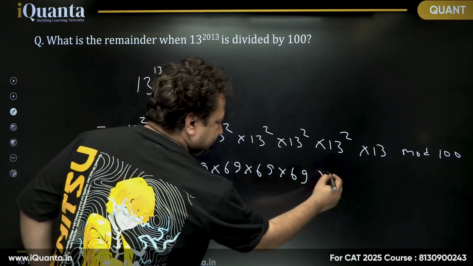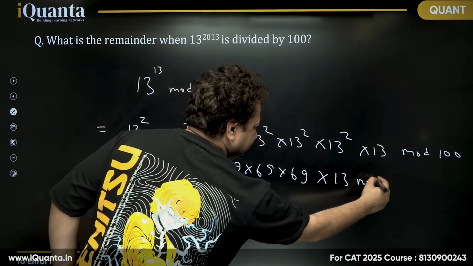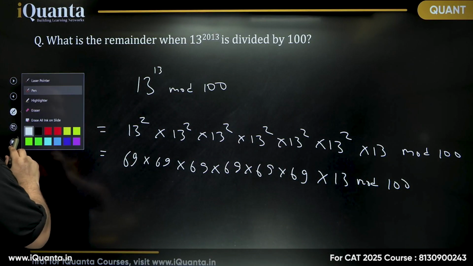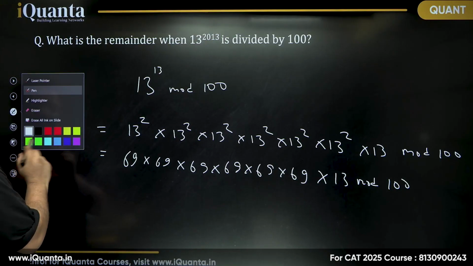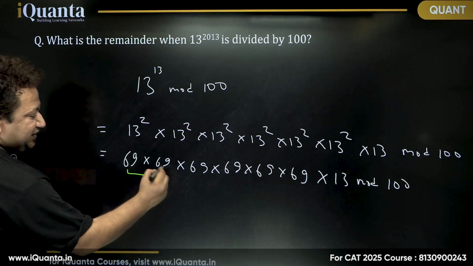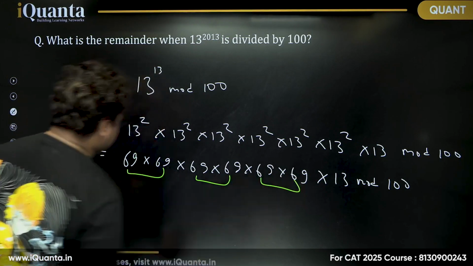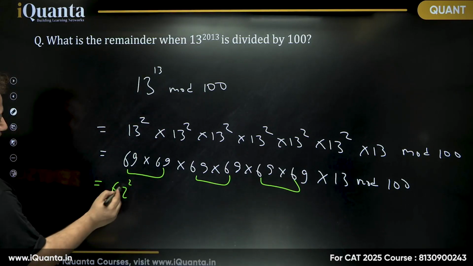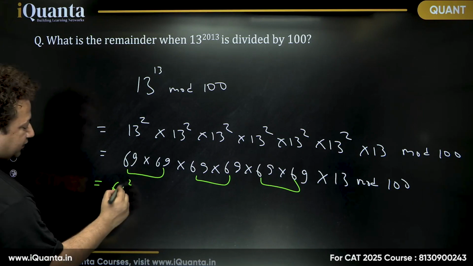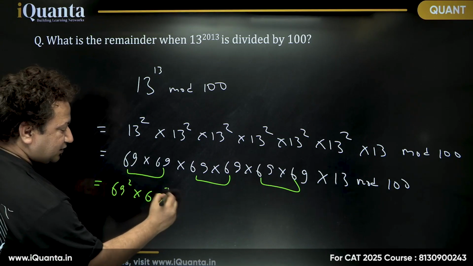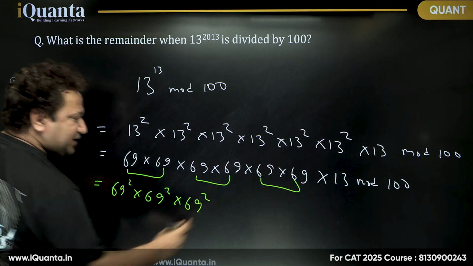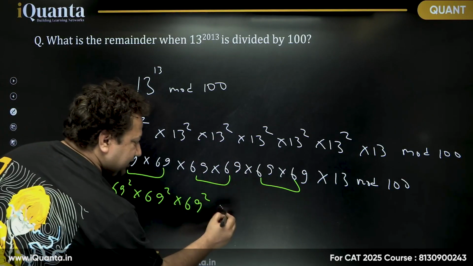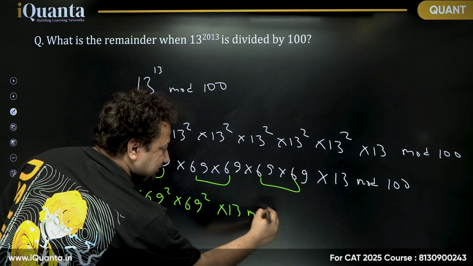And then a 13 mod 100. What should we do now? If I divide 69 by 100, I'll get the remainder as 69 only. So I'll just club these values. So I can have here 69 square multiplied by 69 square. One more 69 square. Now this can be done, kind of mentally also, but I'm just expanding all these steps. And 13 is as it is.